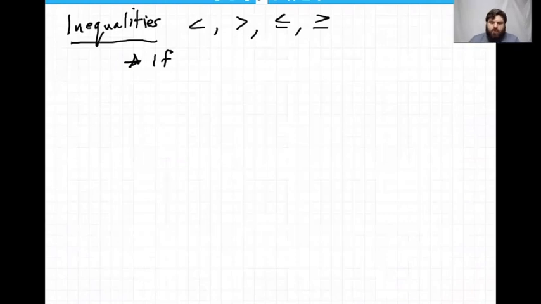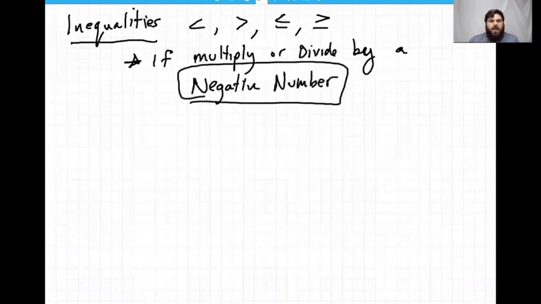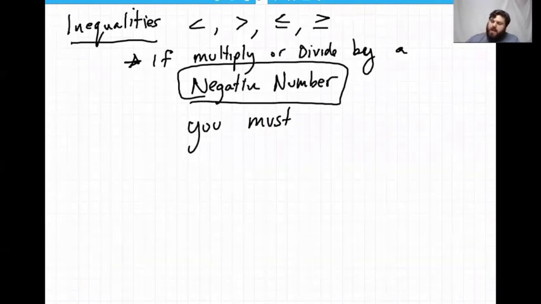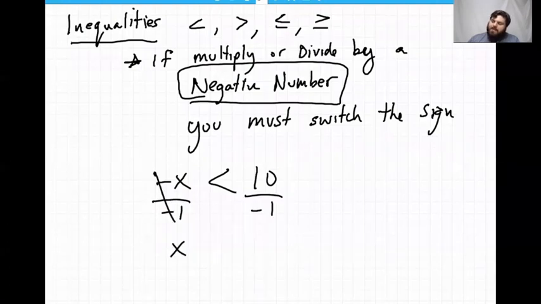Those algebraic rules. But if you multiply or divide by a negative number, okay? It's got to be a negative number, and it also has to be multiplying or dividing. If you add or subtract the negative number, it doesn't count. If you multiply or divide by a negative number, you must switch the sign. Now, what sign am I talking about? I'm talking about the less than or greater than sign. So if I had negative x is greater than 10, and I divide both sides by negative 1, I get x and I get negative 10, but I have to make sure that I switch the sign.